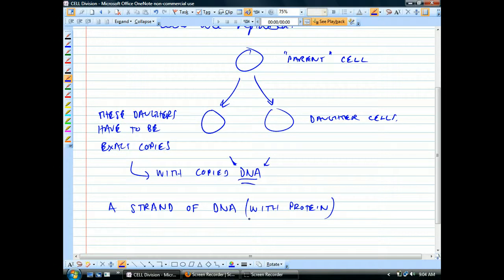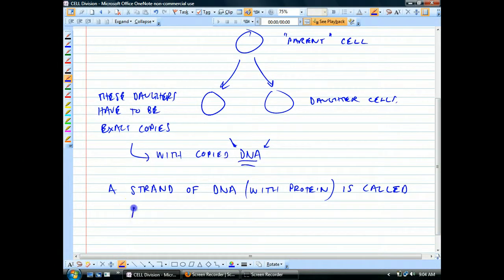So the reason I put protein in there is because that's what makes what's called chromatin, which you've heard of before: DNA and protein. The protein, though, it turns out, as people have been discovering the last 10 years or so, actually plays a very important role. So it's something we should not forget about. Proteins are in there. They're turning on certain parts of the DNA, turning off other parts, making it coil a certain way, stuff like that. So a strand of DNA with protein is called a chromosome.